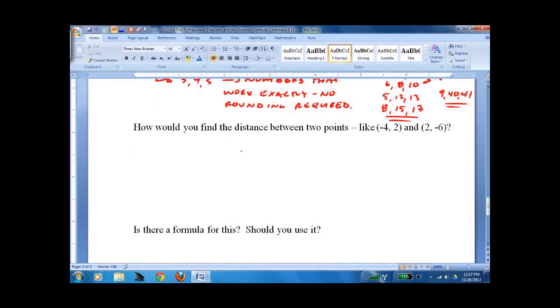How would you find the distance between these points? Always plot. Even if you think you can do it without. And always label. So now the question is, how do you find the distance between these points? And the answer is you make a right triangle. You come straight down and straight across.